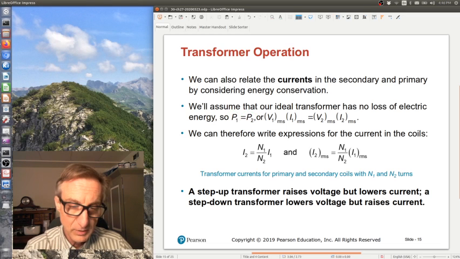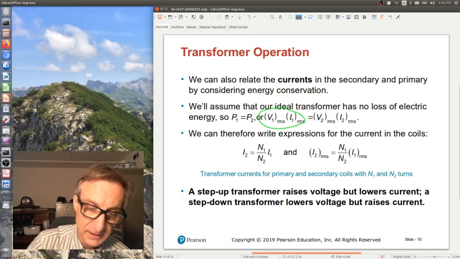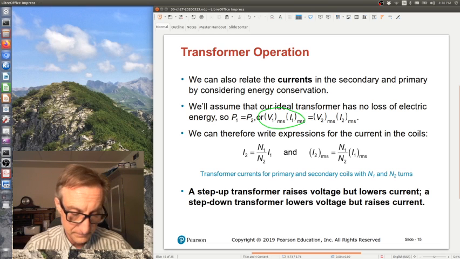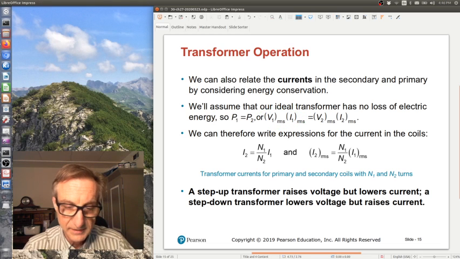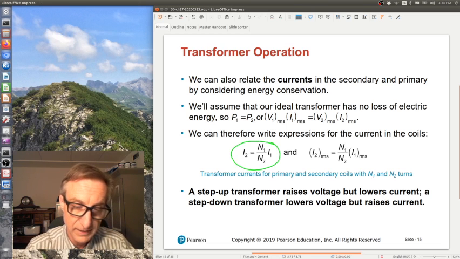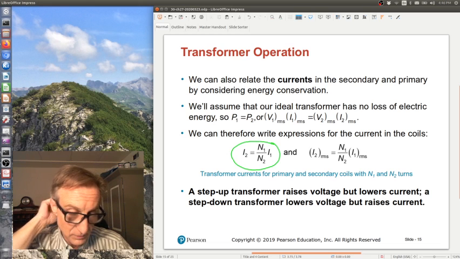So since P1 is equal to P2, that means that P1, which is V1 RMS I1 RMS, is equal to V2 RMS I2 RMS. So we can use the expressions we just did to write the current in the coils. I2, therefore, is also equal to N1 over N2 I1. I2 RMS is equal to N1 over N2 I1 RMS.